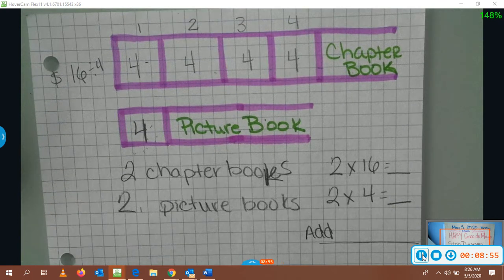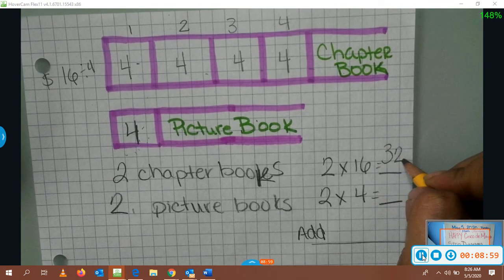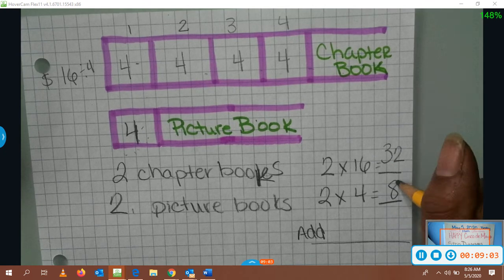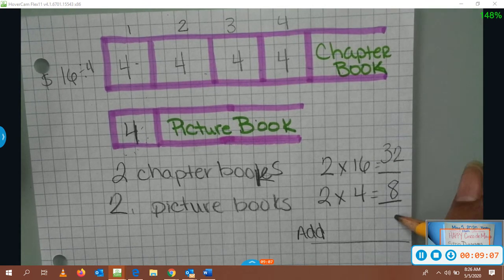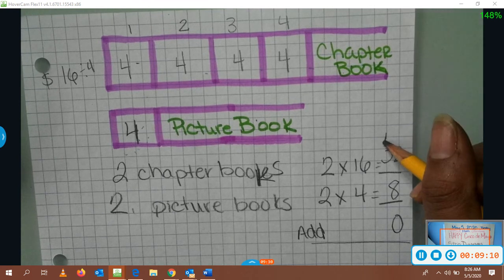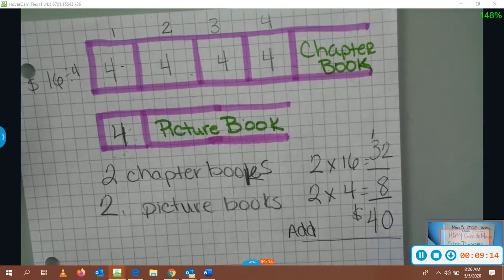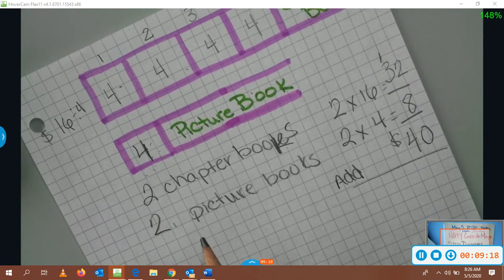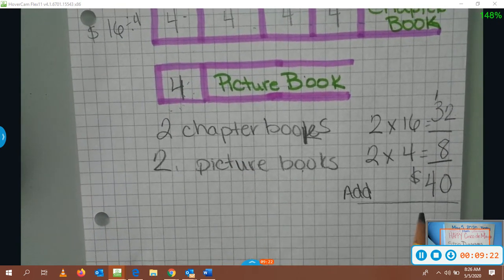Okay. 2 times 16, 32. 2 times 4 is 8. Then you're going to add those two. 8 plus 2 is 10. Carry a 1. 3 plus 1 is 4. So the librarian purchased 2 chapter books and 2 picture books for the price of $40.